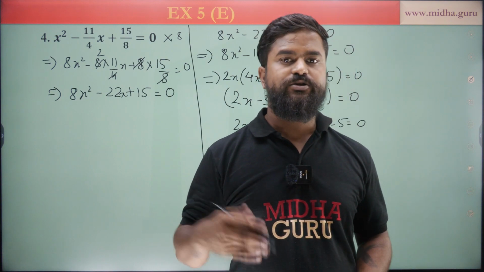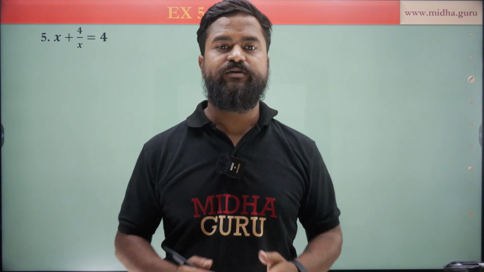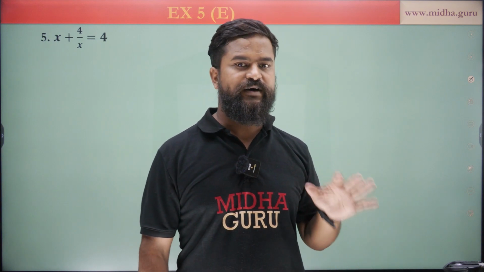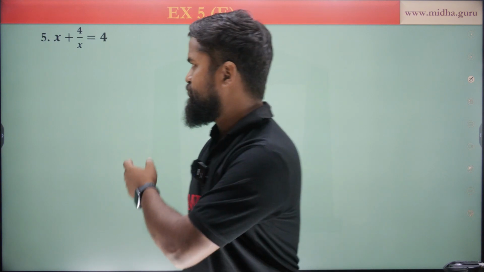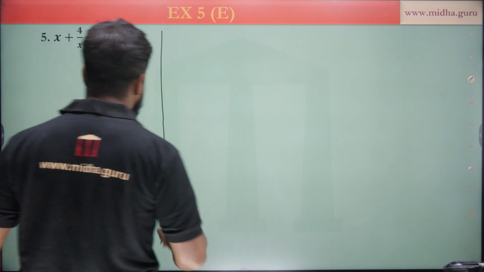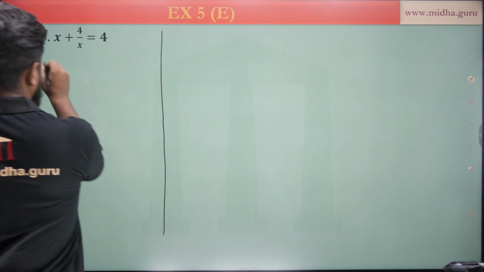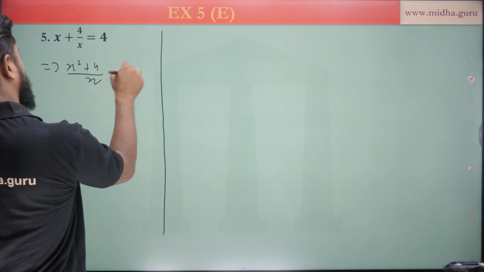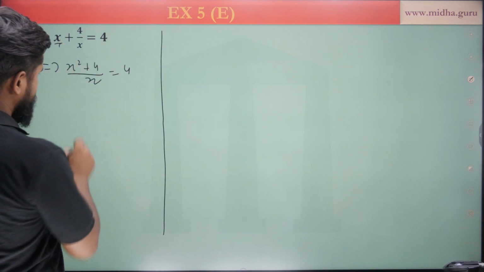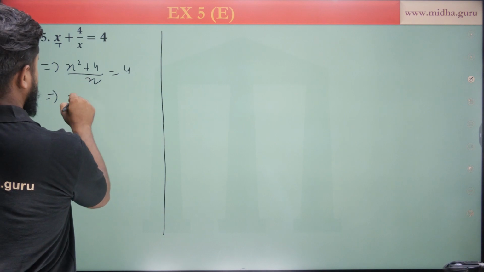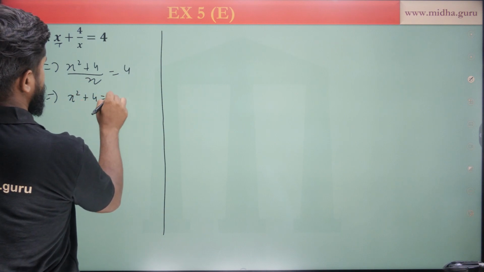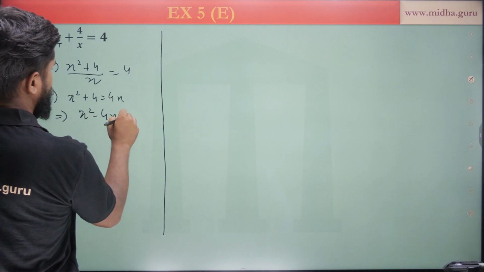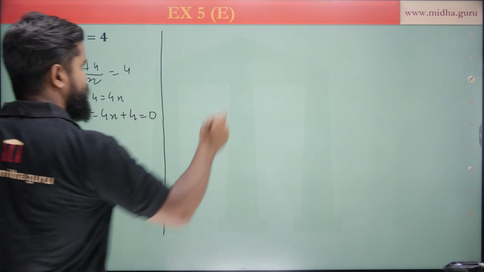Now moving on to the next question. The next question is x plus 4 by x is equal to 4. First things first, we need to form a quadratic equation out of the given. So we'll take the LCM as x here. We'll get x squared plus 4 by x is equal to 4, since this is x by 1. Then taking x to the other side we get x squared plus 4 is equal to 4x, and bringing 4x to this side we get x squared minus 4x plus 4 is equal to 0.